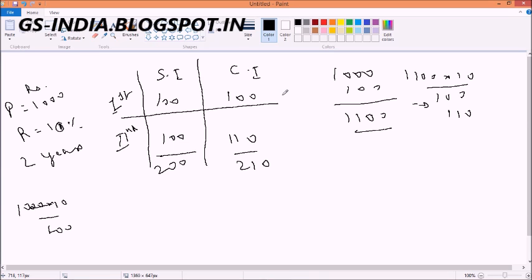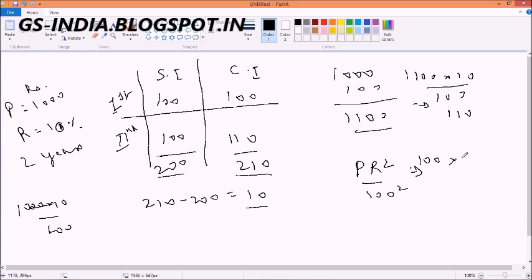Okay, so 200 is our simple interest and 210 is our compound interest. What is the difference between these? 210 minus 200 comes out as 10 rupees. So this is the difference. Now if you apply the formula PR square by 100 square, what do we get? The rate of interest is 10, so 10 into 10, principal was 1000, upon 100 into 100. Calculate it. You are going to get the answer as rupees 10.